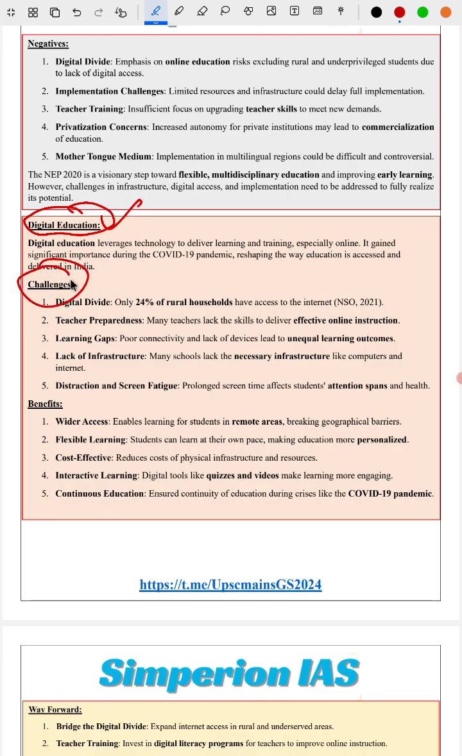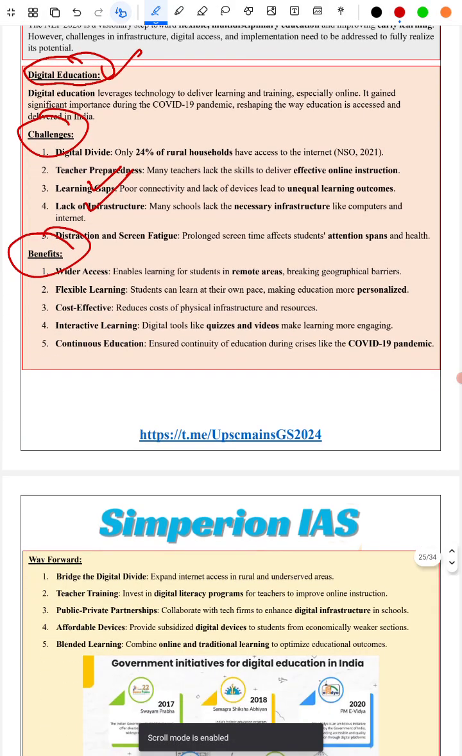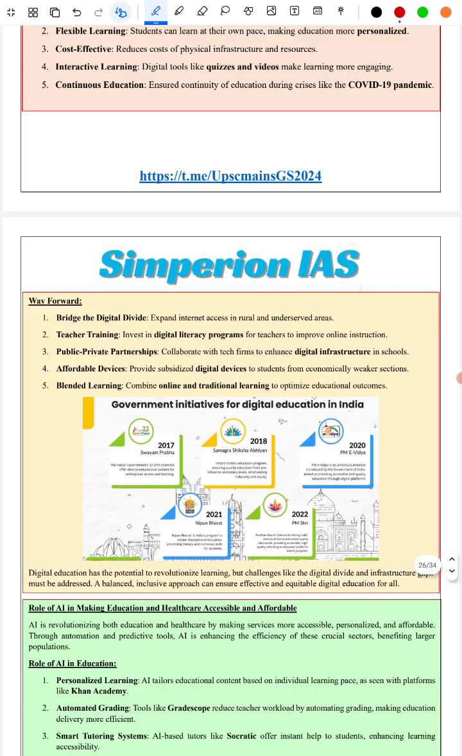What are the challenges of achieving digital education? There is a digital divide in the country. The teachers, the human resource, especially the teachers, are not ready. Like there is already a question regarding how to deal with the learning gaps, lack of infrastructure, etc. And also we have covered what are the benefits of digital education or education through digital technology and the way forward.